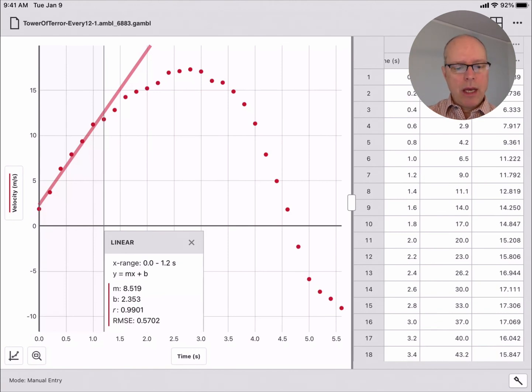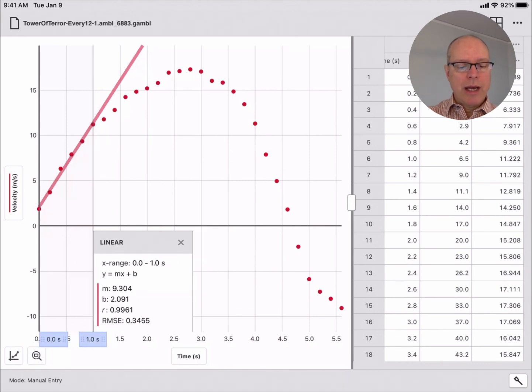And why did I do that? Because to my eye, it looked like the graph of velocity was steeper during the first 1 second. Let me show you what I mean. I'm going to grab that line again and slide it again. And you see the line get even steeper?